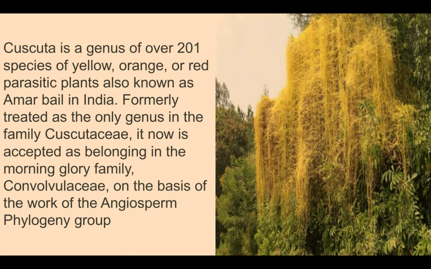Cuscuta. Cuscuta is a genus of over 201 species of yellow, orange, or red parasitic plants, also known as amarbel in India, formerly treated as the only genus in the family Cuscutaceae. It is now accepted as belonging to the morning glory family, Convolvulaceae, on the basis of the work of the Angiosperm Phylogeny Group.